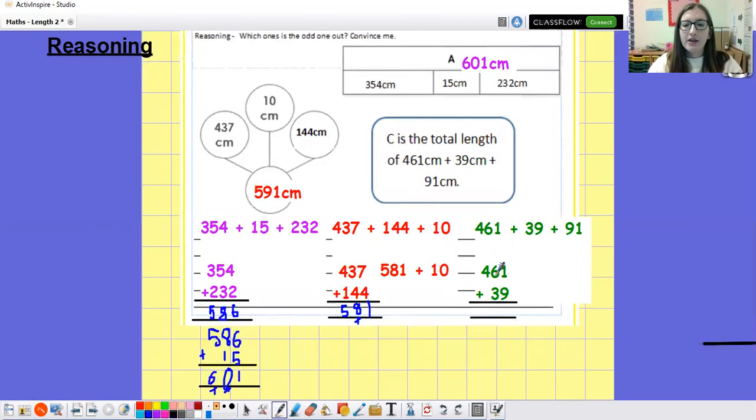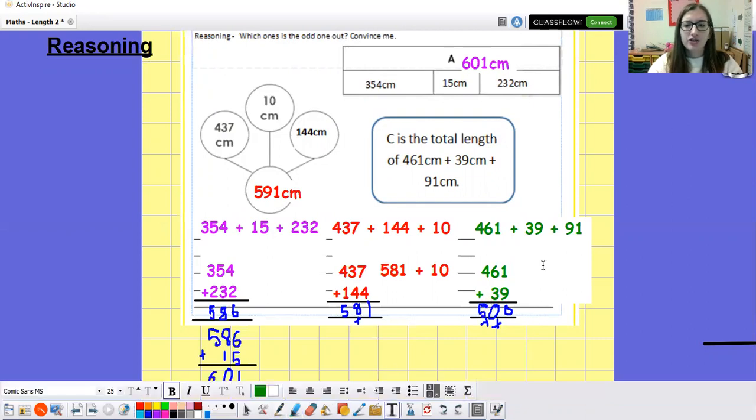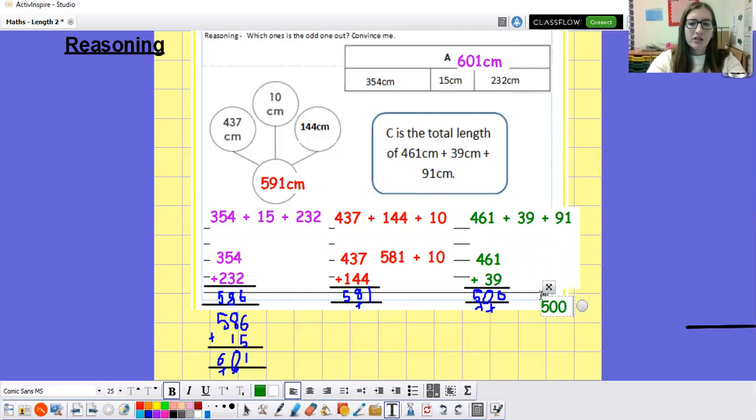Okay, so I know that 1 add 9 is 10. 6 tens add 3 tens is 9 tens, add 1 is 10 tens. And 400 and 100 is 500. And now I can do 500 add 91. 591. So C is 591 centimetres.